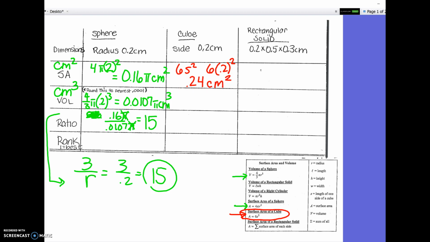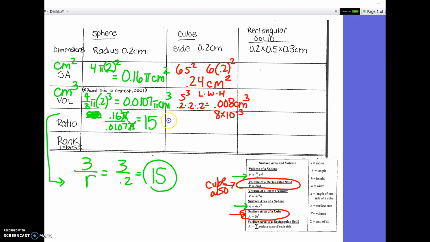Again, don't forget your units. For volume of a cube, you're not going to find it here. But the volume of a cube is technically the same as the volume of a rectangular solid. That's length times width times height. And in this case, since all three sides have the same length, that's technically going to be a side to the third, or 0.2 times 0.2 times 0.2. And that's going to give you 0.008 centimeters to the third, or you might have gotten it in scientific notation, 8 times 10 to the negative 3. It's the same thing.